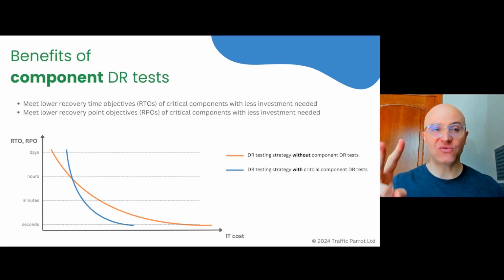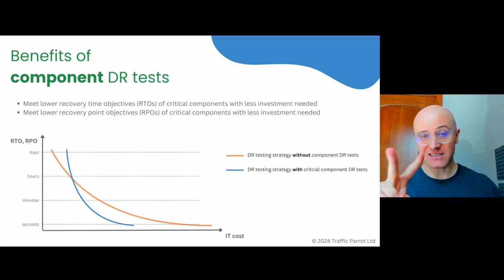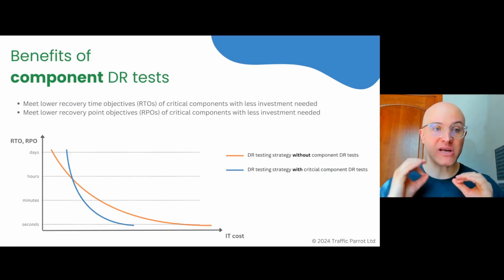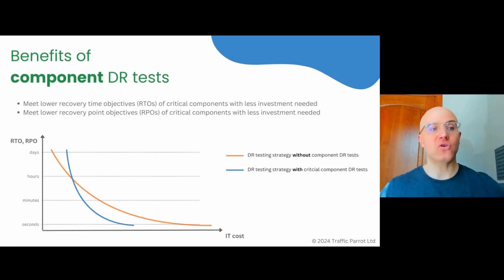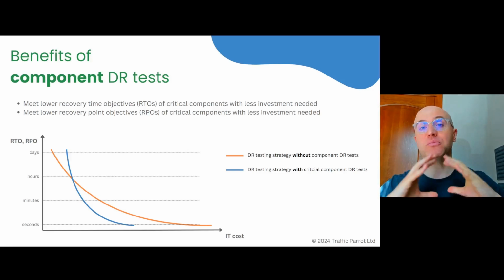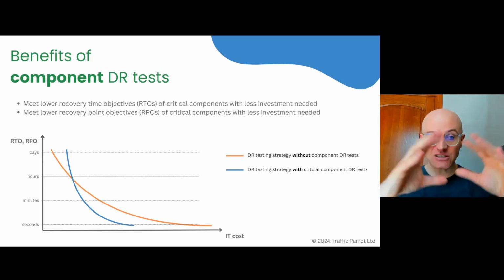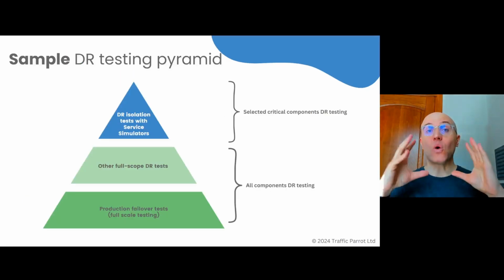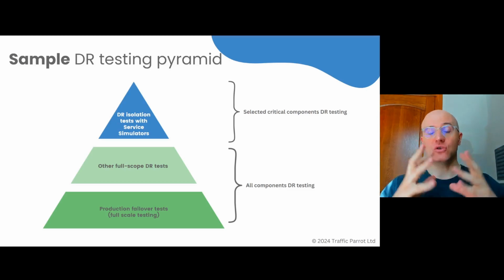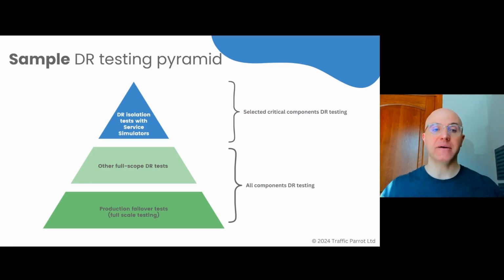The main reason for using component DR tests in your case would be meeting lower recovery time and recovery point objectives. If your RTOs and RPOs are in days, you should probably be fine with just using the standard approach of full-scale DR tests. However, if you want to get down to minutes or seconds, it's pretty much impossible to do it without critical, isolated component tests.